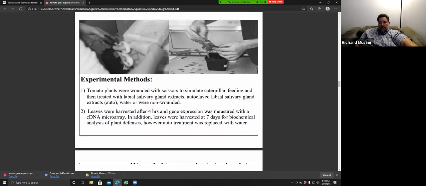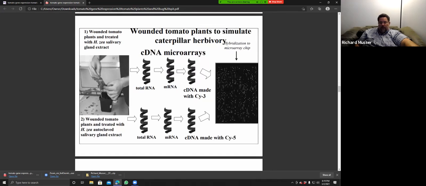We've had caterpillars with and without salivary glands feeding on tomato plants, or wounding and painting on salivary gland extract. We purify all of the RNA from the different treatments. Again, total RNA includes things like messenger RNA, but it also includes things like ribosomal RNA and transfer RNA. We're specifically interested in messenger RNA because that represents gene expression. Those messenger RNA transcripts usually correspond to one particular type of protein.